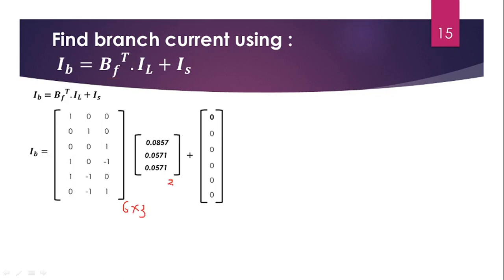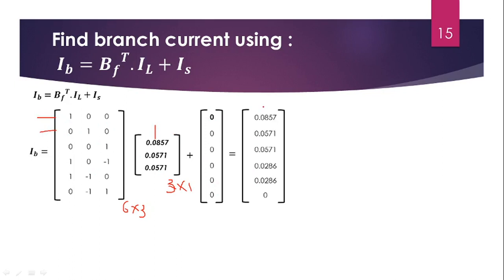This is 3 by 1. So that's why we are getting that resultant size of the matrix as 6 by 1, as we are having 6 branches. So just do here first row into this column, first row into this column, and plus these values. All the values are 0. So we got here the branch current matrix is 100 into this.